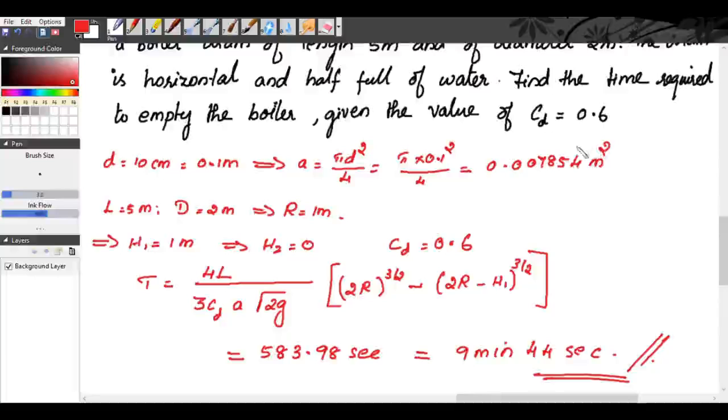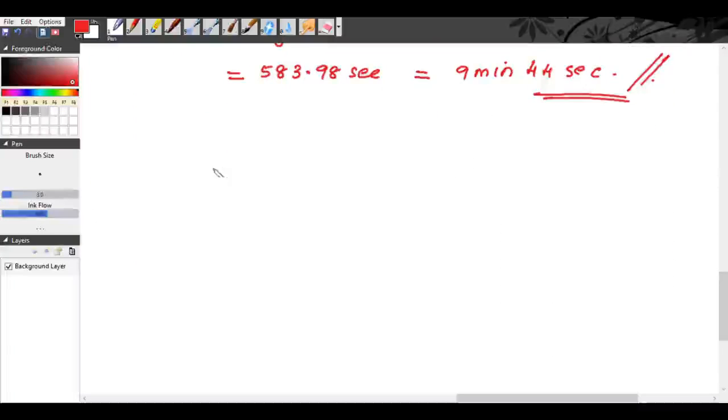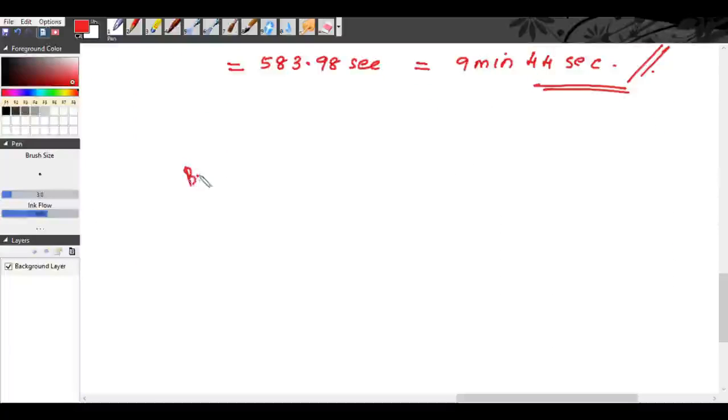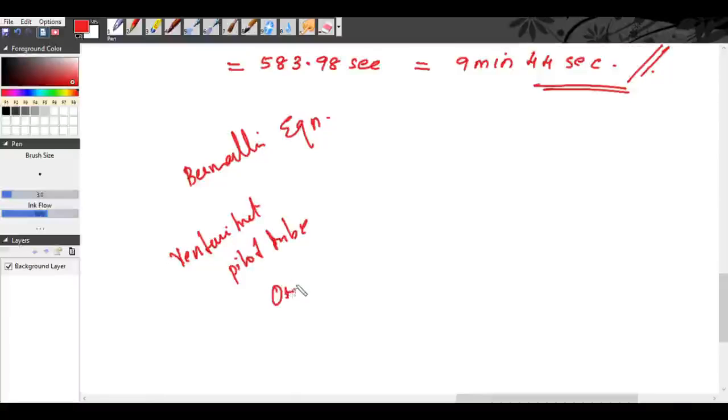That's all. So this portion is over. So far what we have studied is Bernoulli's equation. We have derived the Bernoulli's equation from Euler's equation. Then we saw the problems associated with that. Then we saw the applications of Bernoulli's equation, that is Venturi meter, pitot tube, orifice meter. These are the measuring devices. Then we saw the application of Bernoulli's equation for orifices.